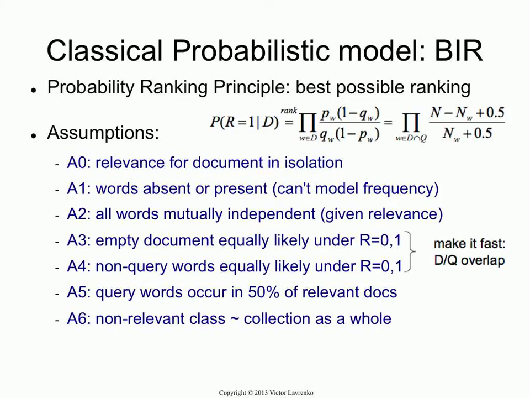And then assumption A5 is really an assumption that comes out of desperation. You don't have any examples of relevant documents. You really need to estimate PWs in some way, but you have nothing to estimate them from, and you cannot assume that a collection is a good representative of the relevant class. That would be silly. So you make a silly assumption that query words are going to occur in half of relevant documents, and that allows you to cancel out the PW and 1 minus PW, right? So, and these two assumptions together, they basically allow you to estimate PW and QW, right? Great. So that's how we got to the final form of the model.